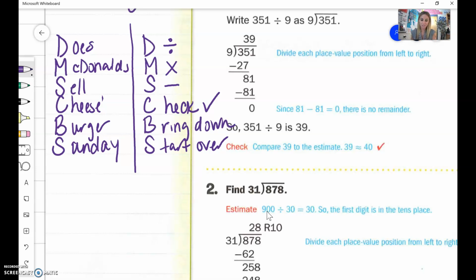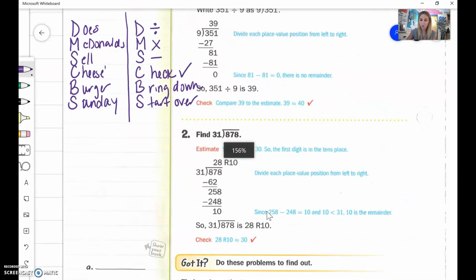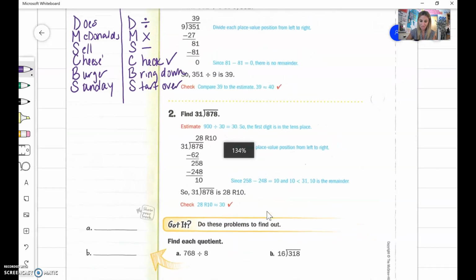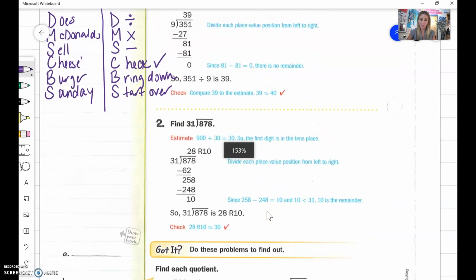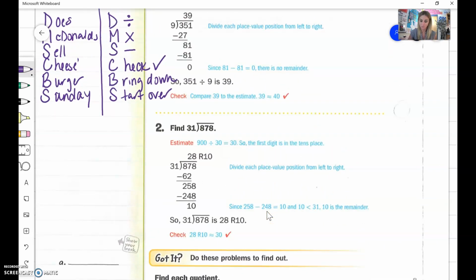So have this on the side. This is going to help you remember the algorithm in which we divide. Okay, again, this should all be review because it is just division. We're not even doing division with decimals. This is just regular division.